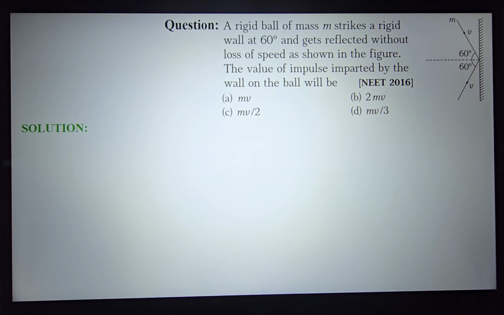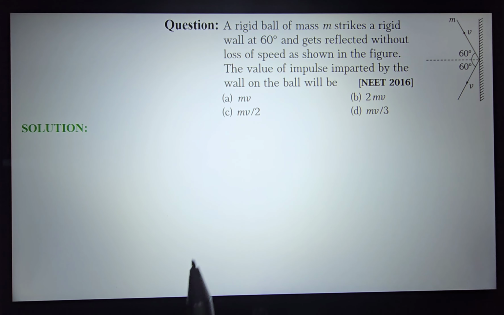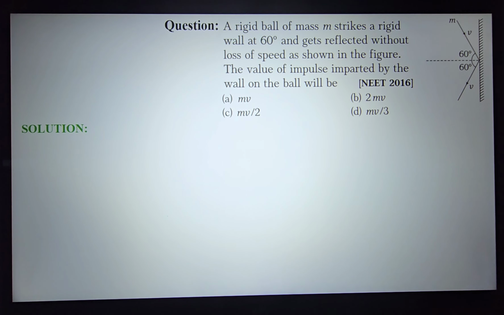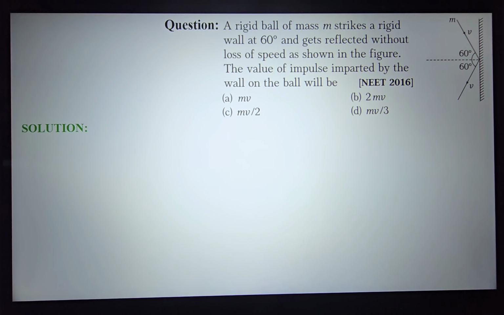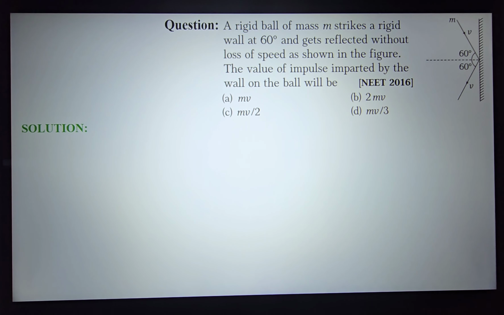Next question is: a rigid ball of mass M strikes a wall at 60 degree, right, and gets reflected without loss of speed as shown in the figure. The value of impulse imparted by the wall on the ball will be? Now how to solve this problem? Let us see. Now friends, you can easily observe from this particular diagram that the impulse is imparted due to the change in the perpendicular components of momentum of the ball, isn't it? Now how to find out further the momentum? Now see this.